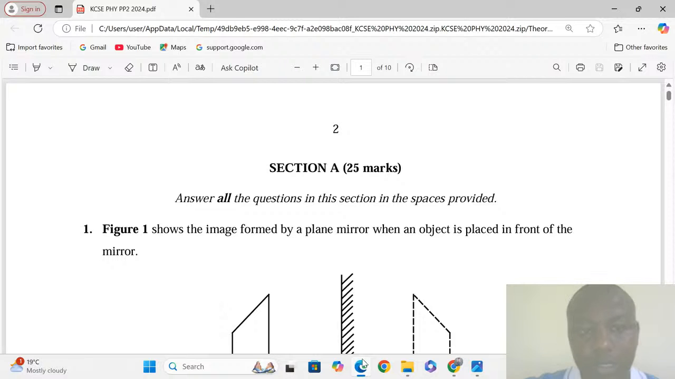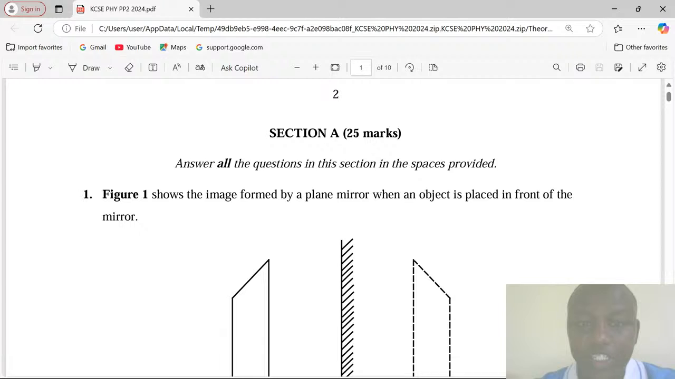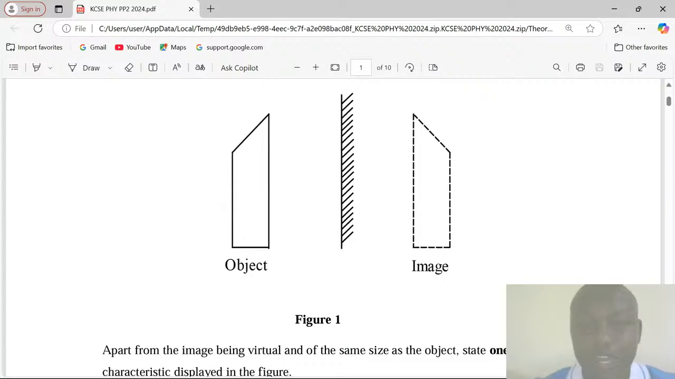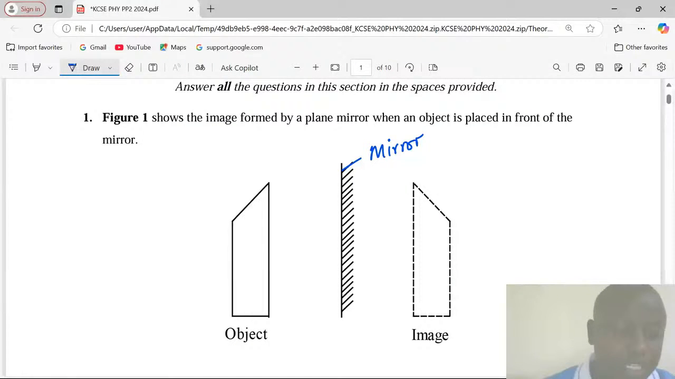Number 1. This is section 1, whereby we are advised to answer all the questions in this section in the spaces provided. Figure 1 shows the image formed by a plane mirror when an object is placed in front of the mirror. So we have the object, then the image on the other side. We can see the mirror. Then we can see the object and the image formed.